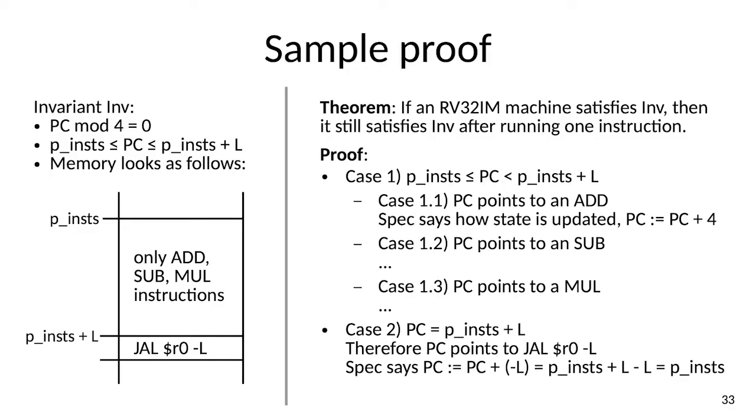And we also have a condition requiring that the program counter is divisible by 4 and that the program counter is within a certain range. And then we can state a theorem which says that if a machine satisfies this invariant, then it still satisfies the invariant after running one instruction. And we can prove this by case distinction on the value of the PC.